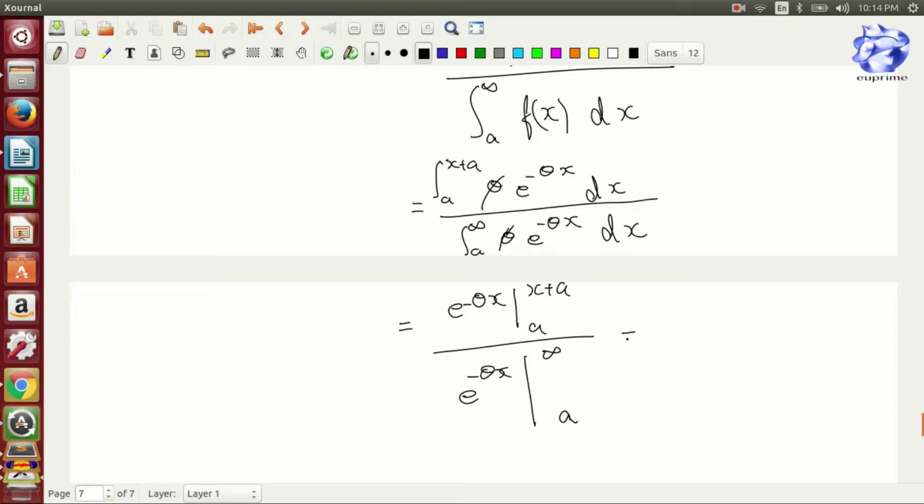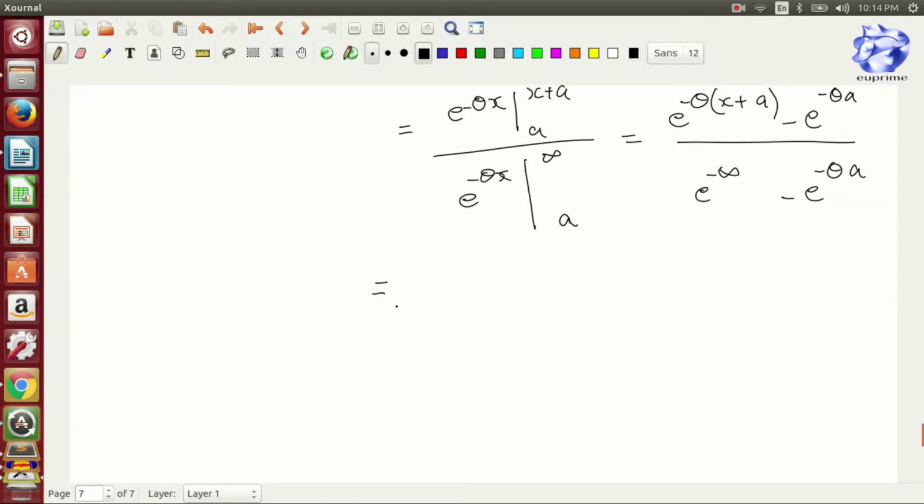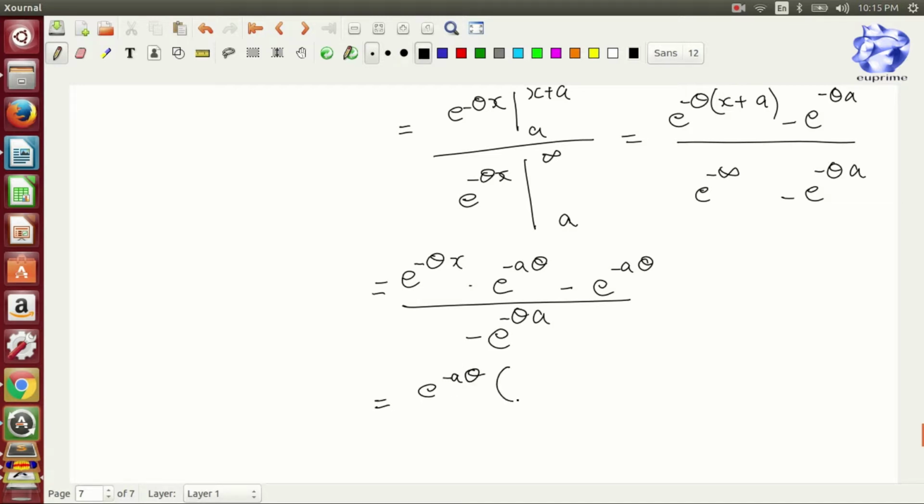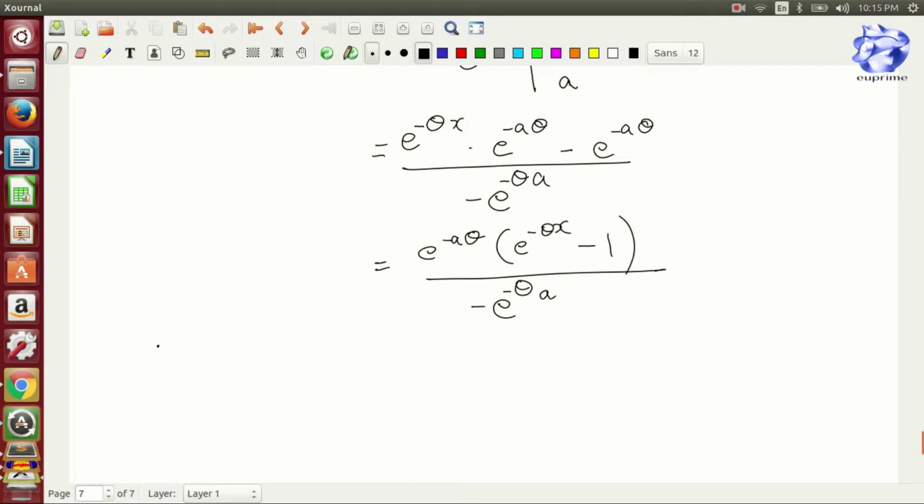Now after substituting the limits, we should get the answer in terms of our distribution function, which is F(x), which we calculated at the start. F(x) equals probability of X less than or equal to x, which equals 1 minus e to the power minus theta x. So this is what we should get. If we get this, we have done the proof. We have got the proof for the memoryless property.